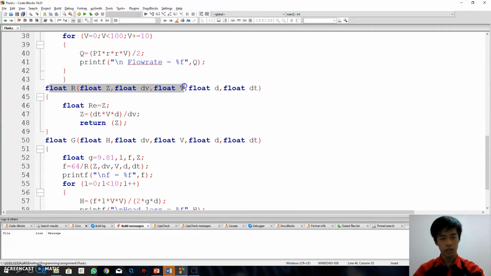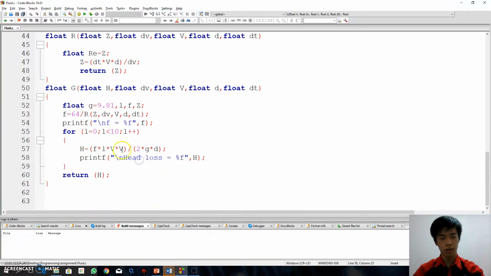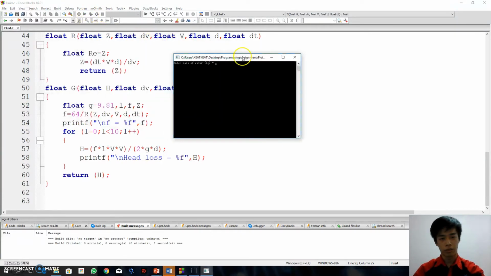Here, this is the function in this program, the first one to calculate the Reynolds number, and this is the second function to find the heat loss of the water by using the for loop, and this is the formula to find the friction factor. And I will try to run the program, and it is no problem.